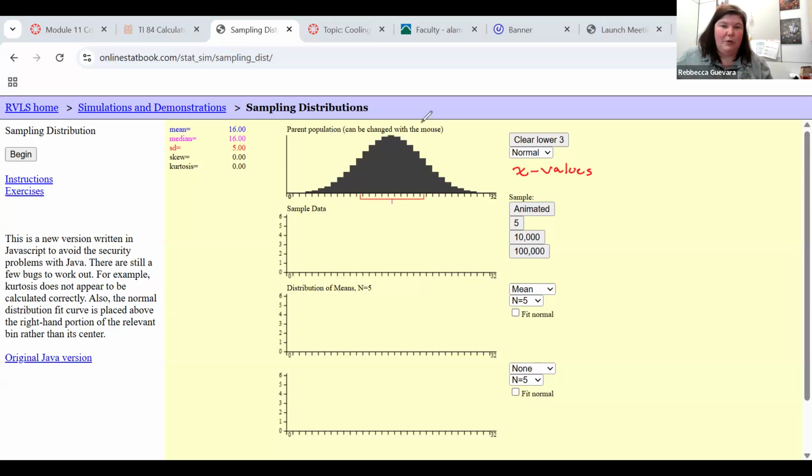We got just a normal regular shape distribution here. So I'm probably going to change that in a second. This right here is going to look at a sample, and then this is going to be the distribution of means of samples. So we're going to start out with samples of size 5.